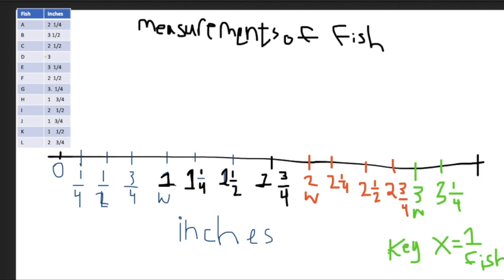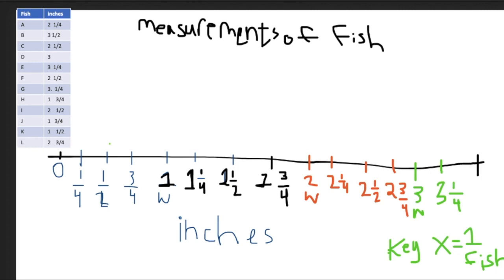We're not going to measure whatever letter they are. We're not going to record that. It doesn't matter. We're still talking about measurements of fish. That's what we're talking about with this line plot graph. So how many fish were 1/4 inches? None. So we'll keep that at 0.